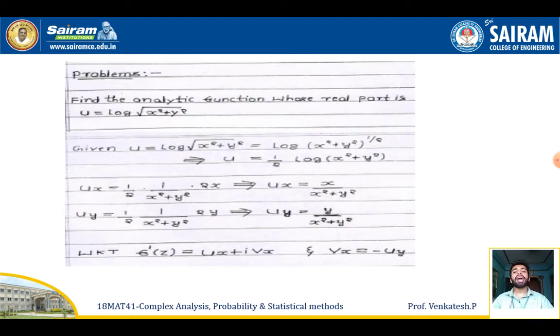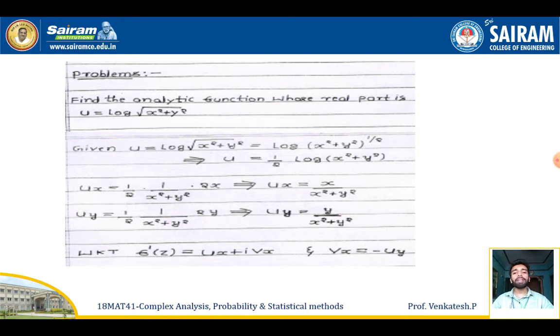Example: find the analytical function whose real part is u is equal to log of square root of x square plus y square. Here u is given in terms of x and y, so it is in the Cartesian form. I am rewriting u is equal to log of square root of x square plus y square as log of (x square plus y square) whole power 1 by 2. It will be equal to u is equal to 1 by 2 log of (x square plus y square).